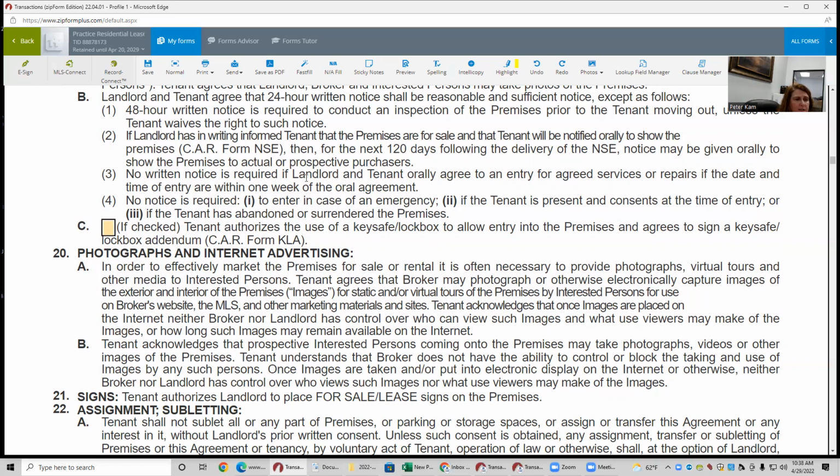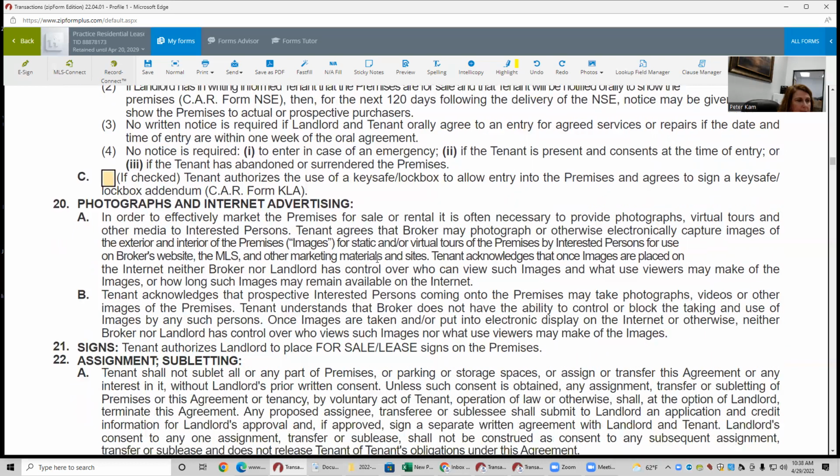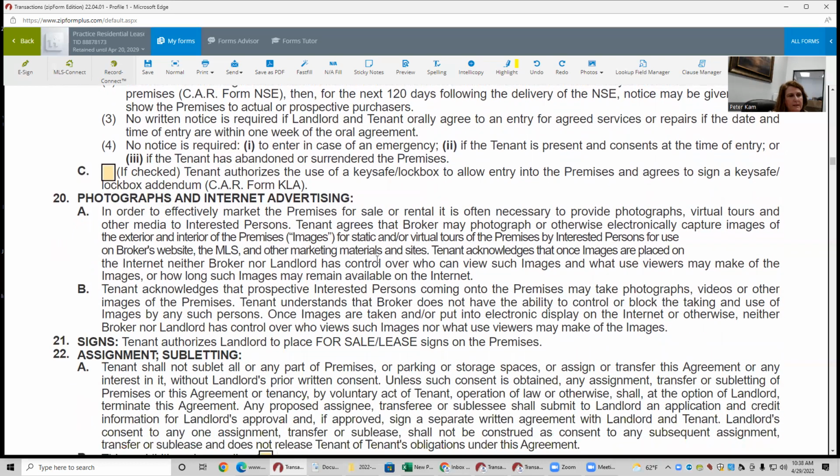So no written notice is required if the landlord and a tenant orally agree to an entry for agreed services or repairs if the date and time of entry are within 1 week of the oral agreement. Okay, so I'm going to show you that form at the end so that it's not confusing. I've already pulled it up. It's called an NSC. So we'll go over that at the end.